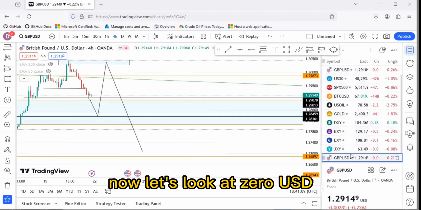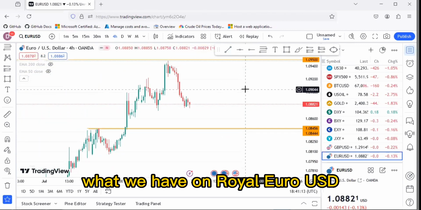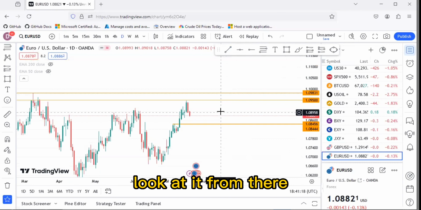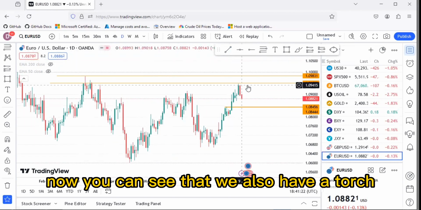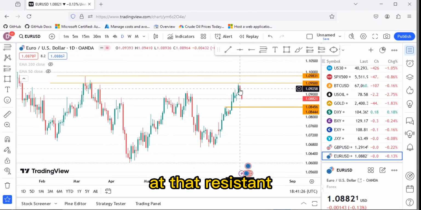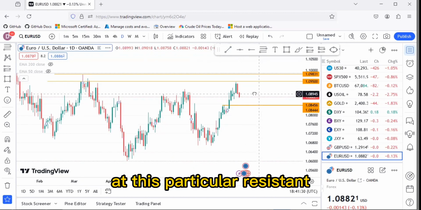Now let's look at Euro USD. What do we have on Euro USD? Let's go to our daily time frame to look at it from there. If you look at this level that I draw here, you can see that we also have a touch at that supply level, at that resistance, and the price was rejected from there at this particular resistance.